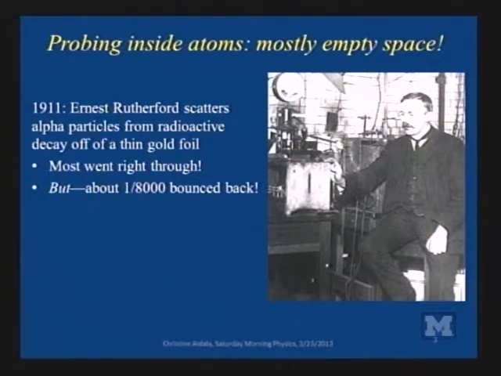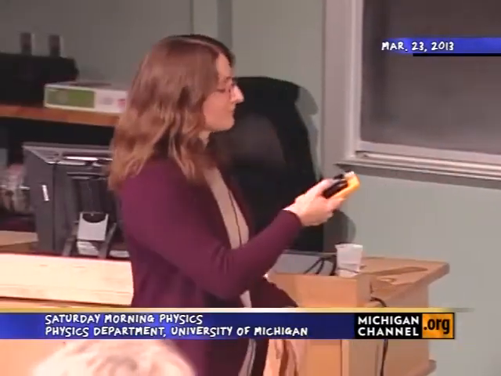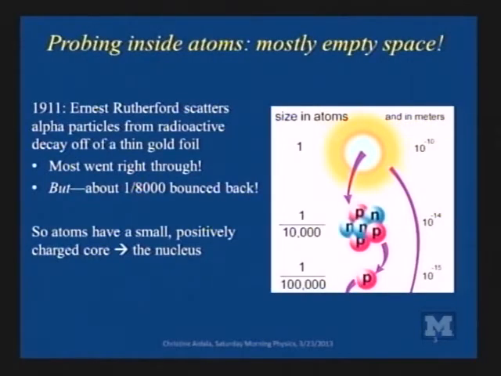And what he found, to his surprise, was that most of these positively charged alpha particles went straight through the foil. They didn't even slightly deflect. They just went straight through. But about 1 in 8,000 bounced back sharply at him. And this was a big surprise, given how people thought about the atom at the time. They didn't think of this central core with externally orbiting electrons. They thought of it as a solid lump of mixed together positive and negative charges. It was called the plum pudding model of the atom. So this was a big surprise. And what it meant was that atoms had some kind of small positively charged core, which we now call the nucleus.